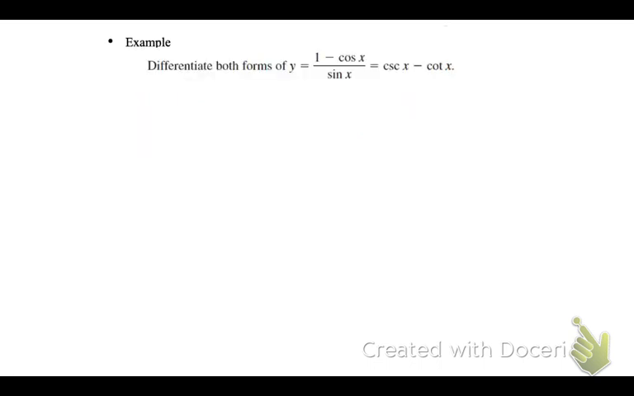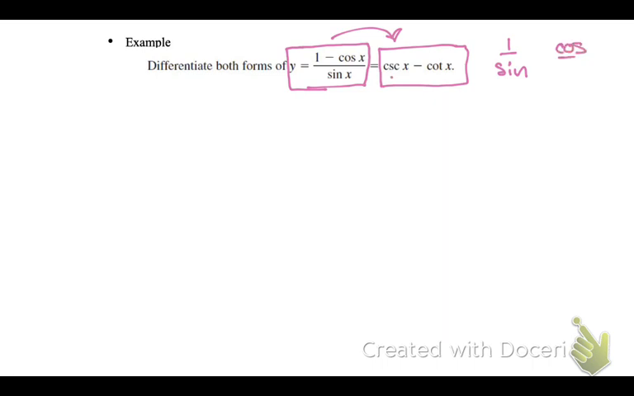Okay, so it says differentiate both forms. So we have, it wants me to do this one as a separate problem, and then this one. Well, how did I get from here to here? Well, I got from here to here because 1 over sine is cosecant, correct? And cosine over sine is cotangent. Okay, so it wants me to differentiate both, and I better get the same answer, correct?